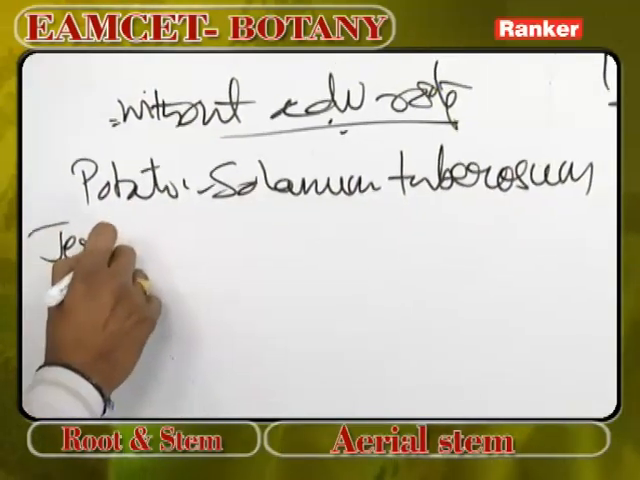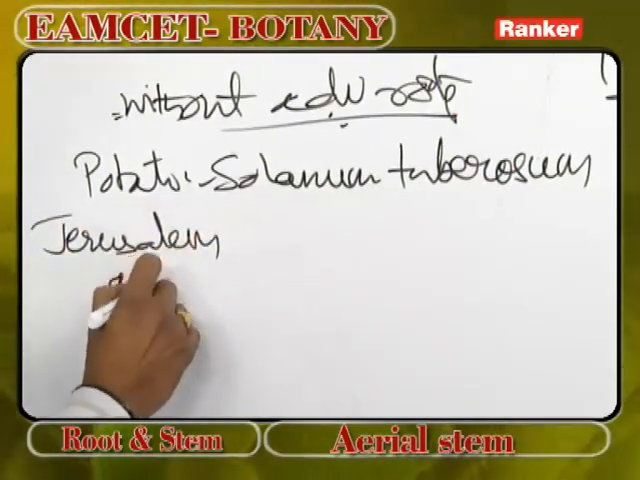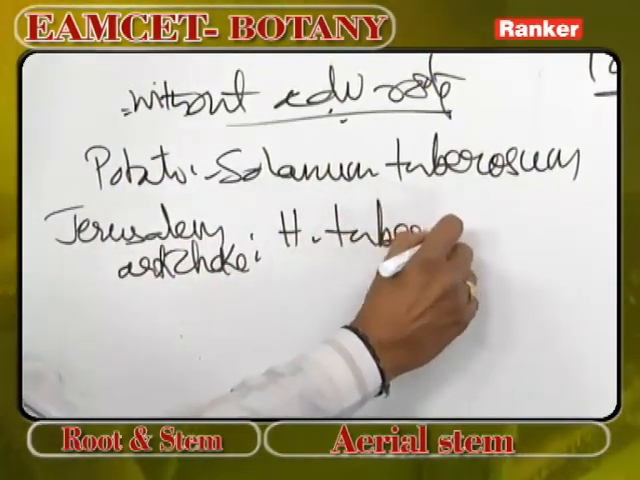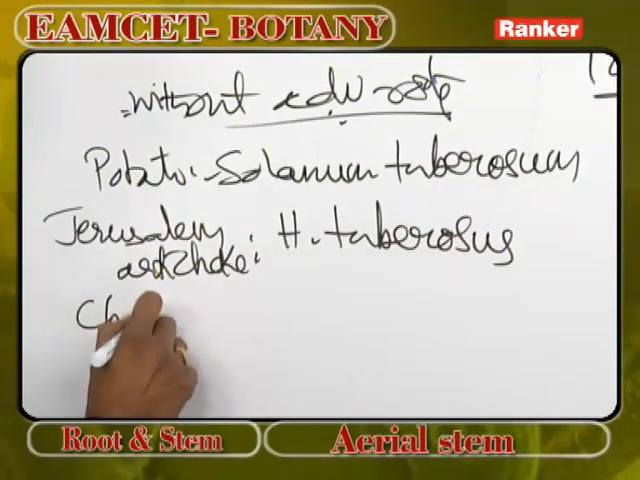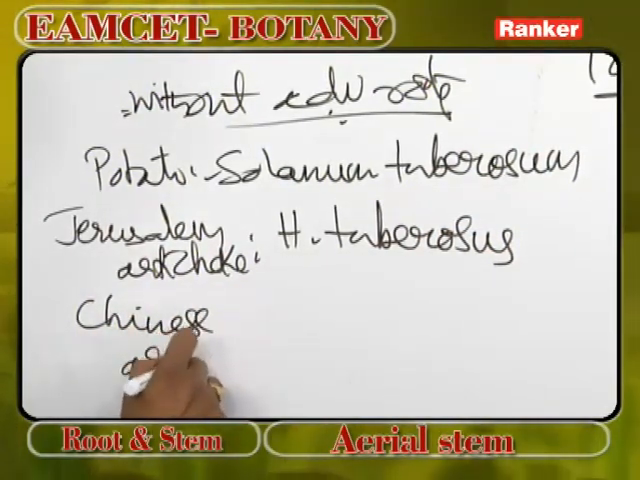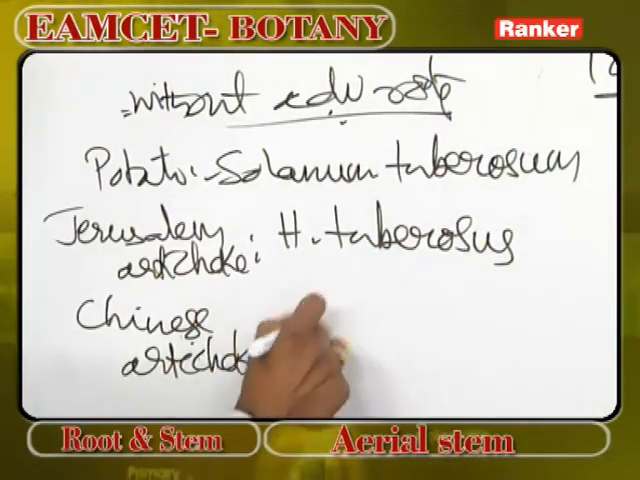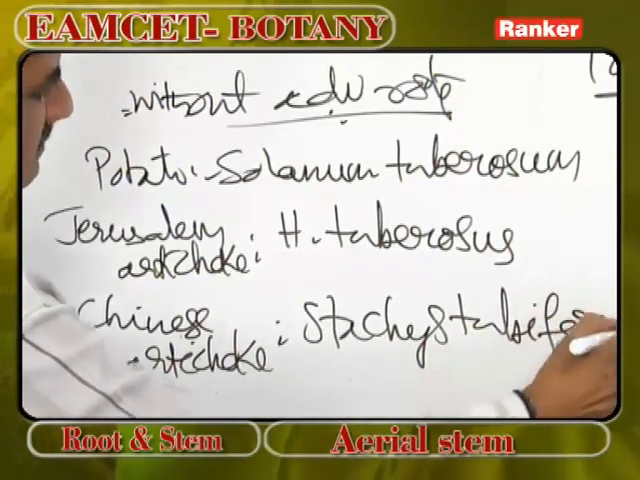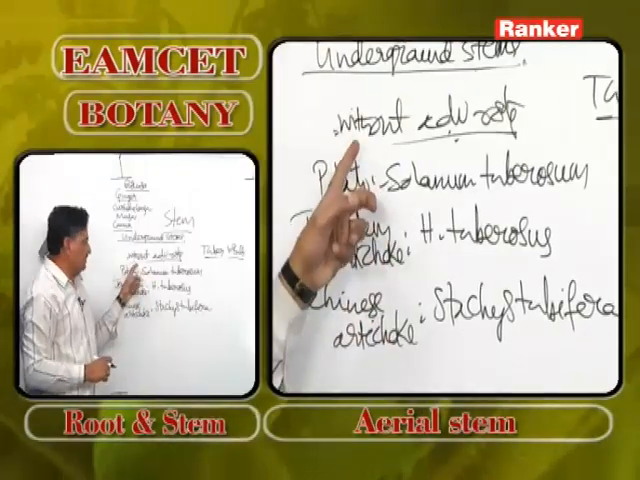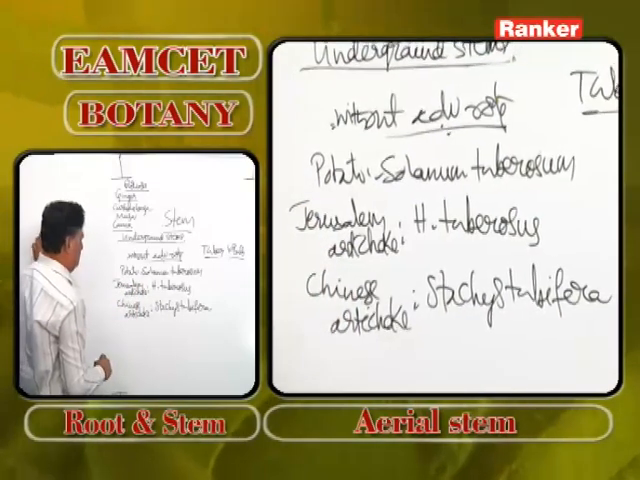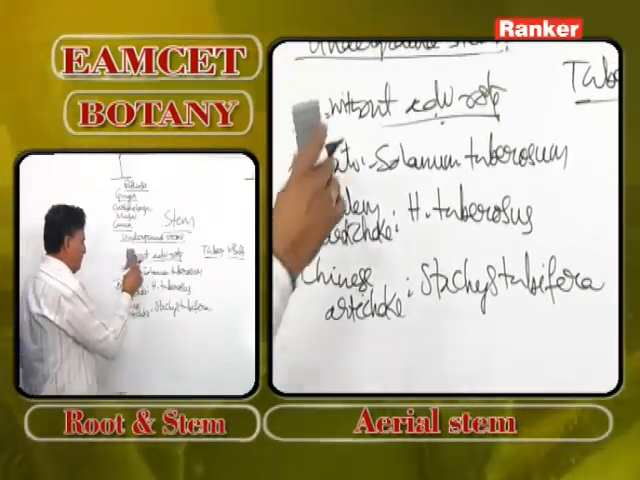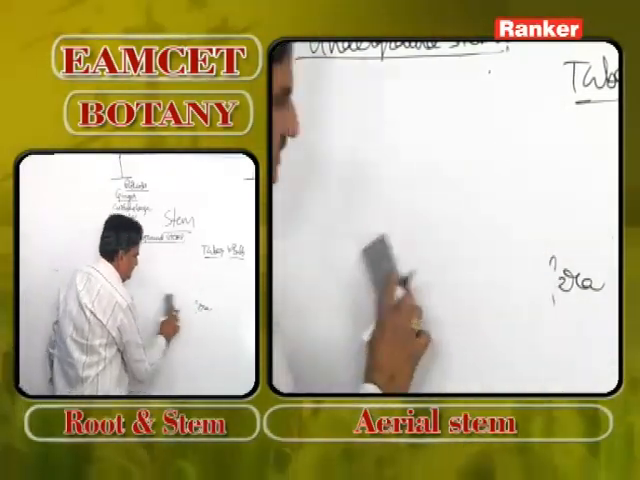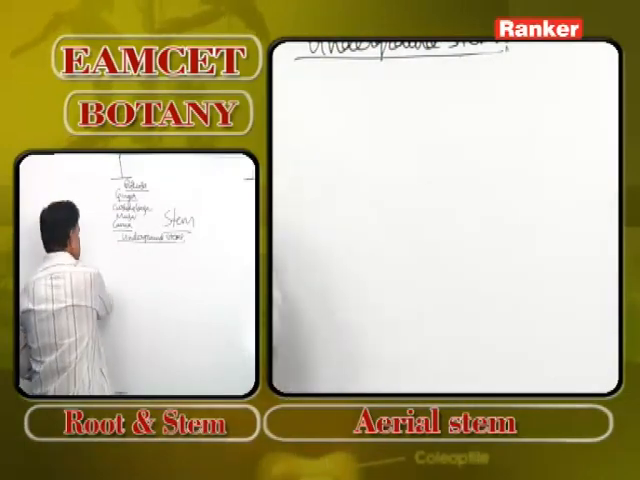Then Jerusalem artichoke, Helianthus tuberosus. Then Chinese artichoke, Stachys tubifera. These are the three plants which contain tubers. So, an underground stem modification without adventitious roots is tuber. Tubers are found in potato, Solanum tuberosum, Jerusalem artichoke, Helianthus tuberosus, Chinese artichoke, Stachys tubifera.